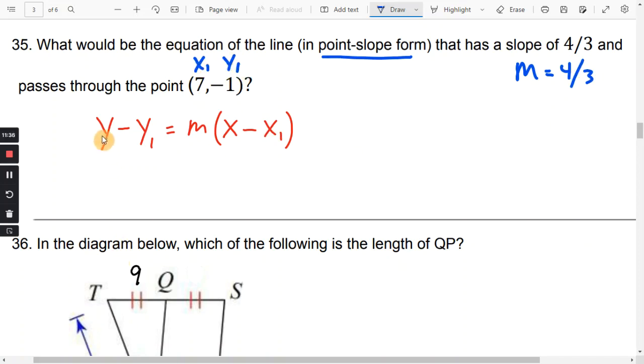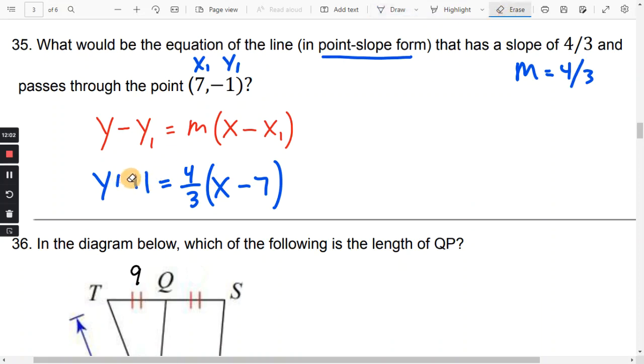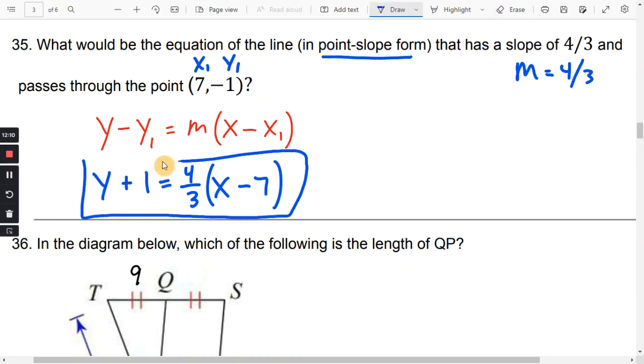All right, so let's do that. We'll start with y minus y1. So it's going to be minus -1. And that equals m, which is 4/3, times x minus x1, which is 7. Remember, two negatives in a row make it positive. So this is just y plus 1. All right, just to fix that, it's just y plus 1. Final answer. You don't distribute for point slope form. You just leave it.